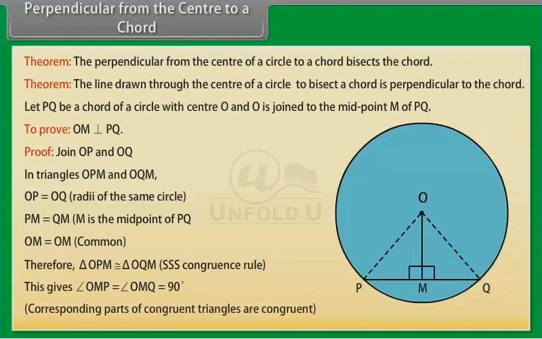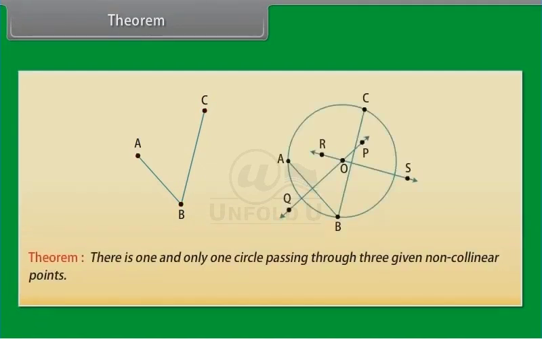Theorem: if we have three non-collinear points, then there is one and only one circle passing through the three given non-collinear points. Perpendicular on the line.